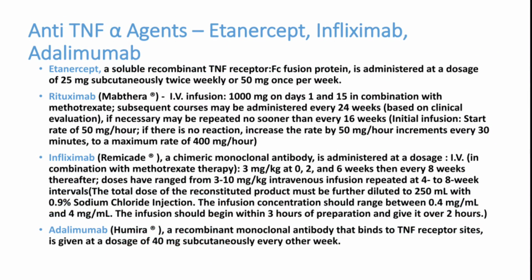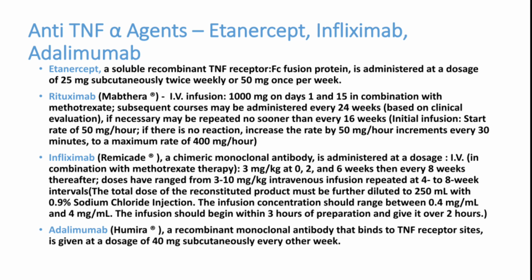Now we'll go through these drugs. They are anti-TNF alpha agents. Etanercept, 25 mg subcutaneously twice a week or 50 mg once a week, should be given. Another drug is rituximab, IV infusion 1000 mg on days 1 and 15 in combination with methotrexate. Subsequent courses may be administered every 24 weeks.